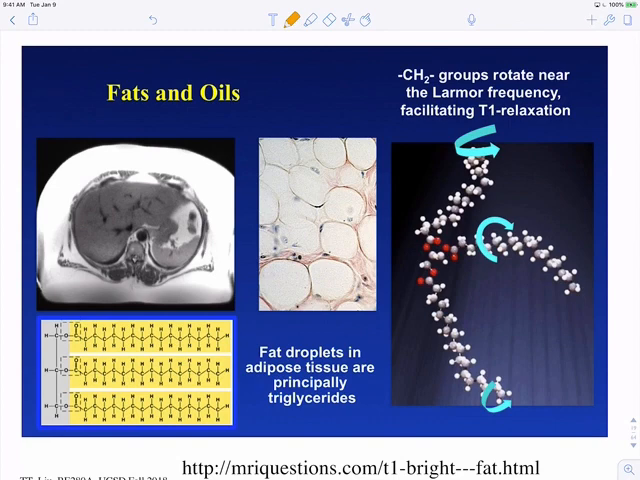And then this is an example of fat, where you have this sort of bound water, but you also have these CH2 groups that can rotate, and so it turns out that fat tends to have these rotational frequencies that allow it to have a short T1. And we'll see some examples of how we take advantage of that for the images. Any questions on T1?